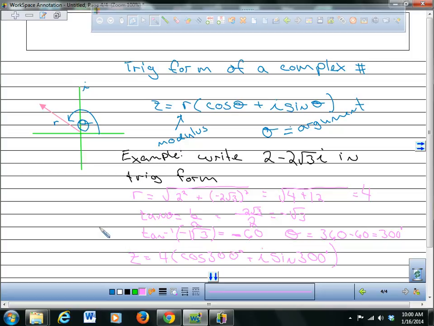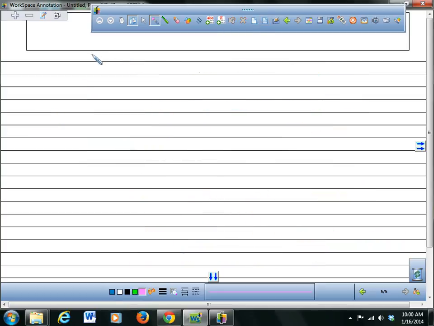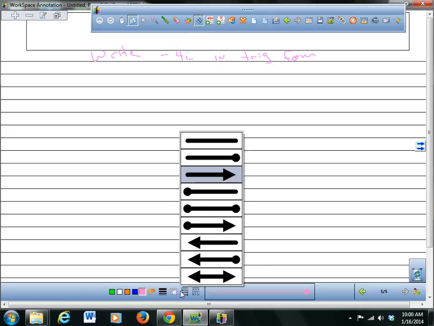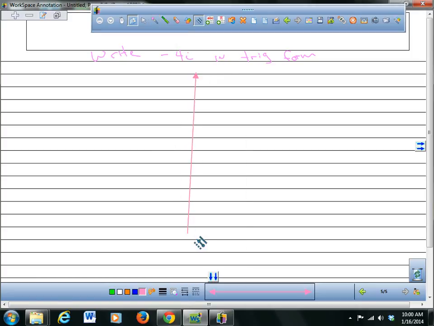It's pretty easy, but what if I wanted to write negative 4i in trig form? You don't have to go through all that. Just think of where it is. Graph it. What I would do is select the arrows on both ends, because it's very useful to have a picture of what point you're talking about. Where is negative 4i?